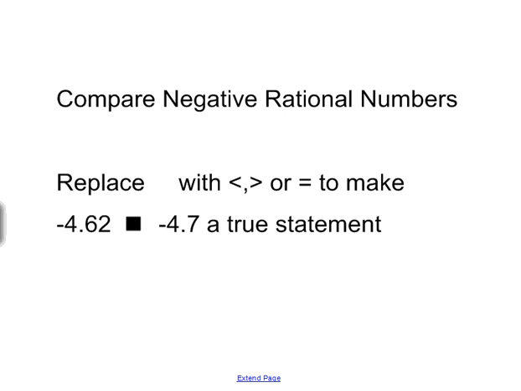Compare negative rational numbers. Same kind of problem, but this time it's done with negative numbers. All right, now here they're already in decimal form. If I imagine these on a number line, which one would be furthest to the left? Well, negative 4.7 would be further to the left than negative 4.62. So negative 4.62 is actually bigger than negative 4.7. So therefore, it is a greater than symbol. Negative 4.62 is greater than negative 4.7.